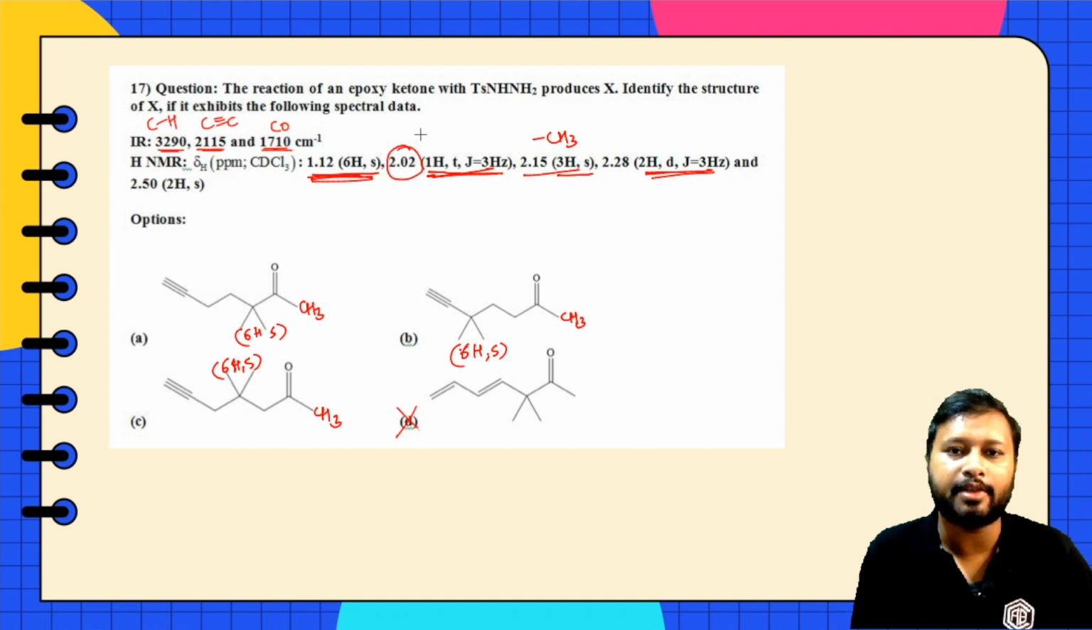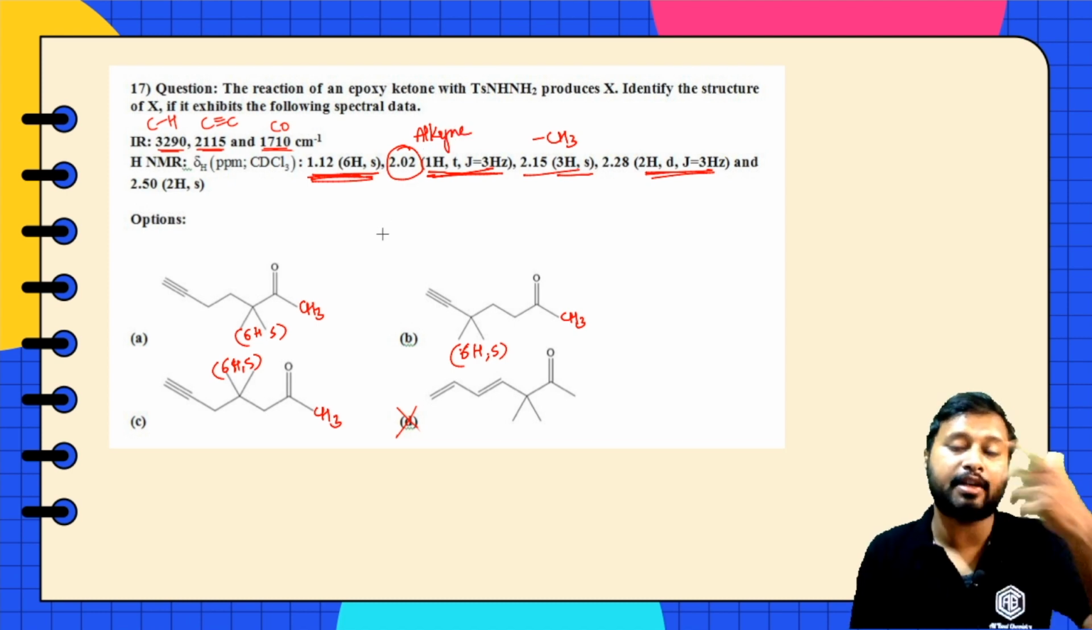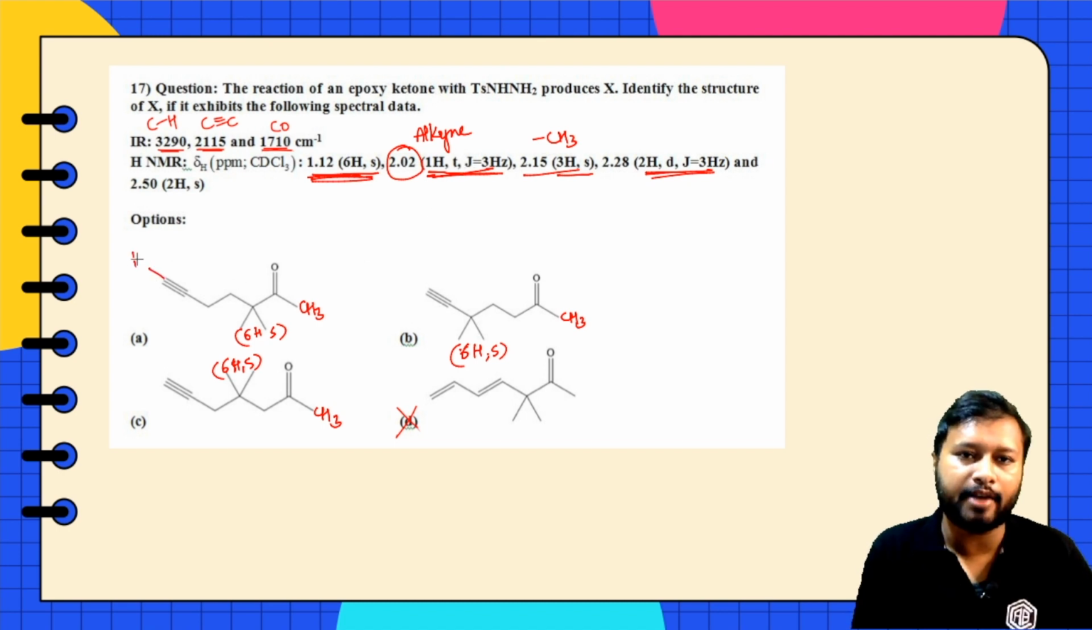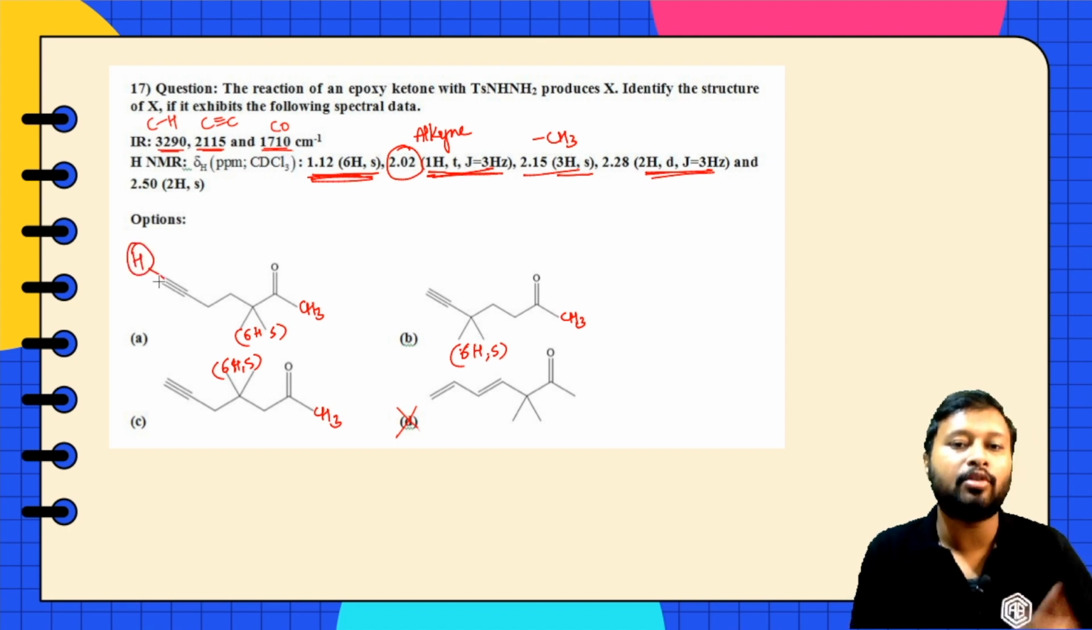All right, now the next thing is that you have this 1 hydrogen. This is basically a terminal alkyne hydrogen, the hydrogen which is attached to the carbon-carbon triple bond. That is why we are getting it. Now one thing to note over here is that it is giving you a triplet. If this is the hydrogen we are talking about, it should not give you a triplet, right? Why is it giving you a triplet?